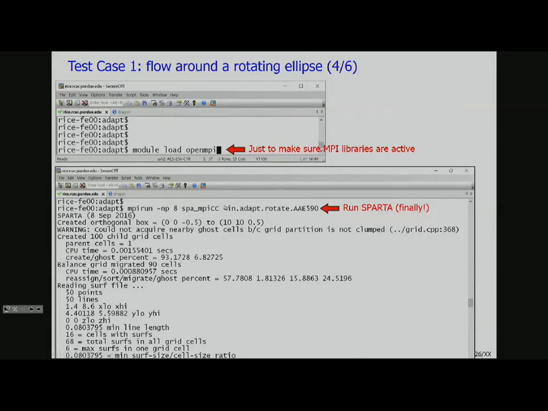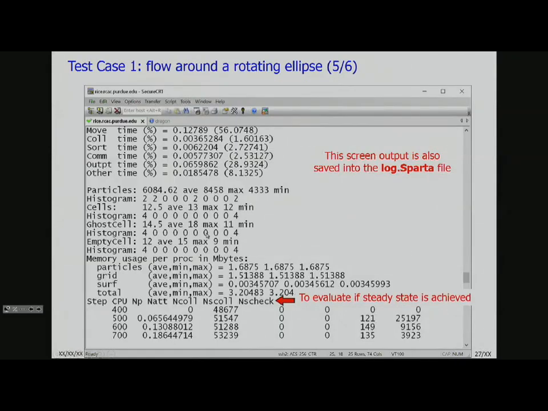Basically, you run this, and then you get a bunch of outputs here. This is a nice thing: you can look to make sure your case is running and looks good. This is your step number, your time. NP is number of particles. You want to make sure your flow reaches steady state, which you can check once the number of particles steadies out. In this case, you can see it's still increasing, so it's not steady yet.